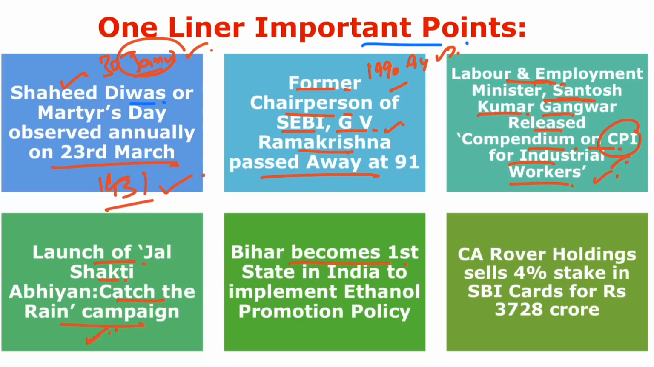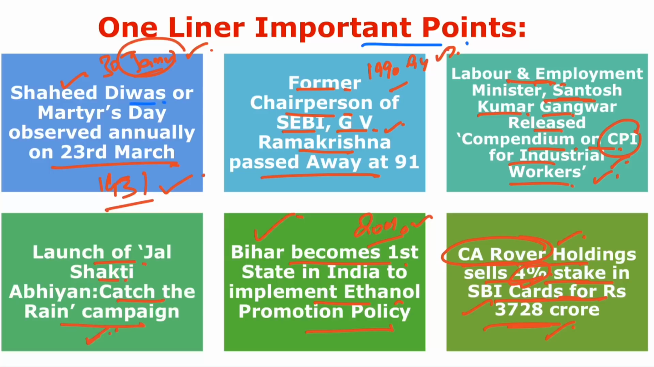Next, Bihar became the first state to implement the ethanol policy of 2021. We already covered it, but you have to remember the 20% blending of ethanol in petrol. Next, CA Rover Holding sells a 4% stake in SBI Cards for rupees 3728 crore. Just remember the CA Rover Holding name, and they're selling a 4% share in SBI Card. This is just information for you, but it is not a very important question.